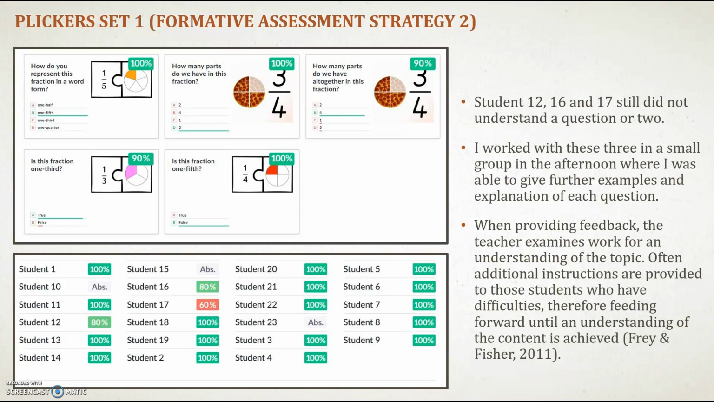When providing feedback, the teacher examines work for an understanding of the topic. Often additional instructions are provided to those students who have difficulties, therefore feeding forward until understanding of the content is achieved.